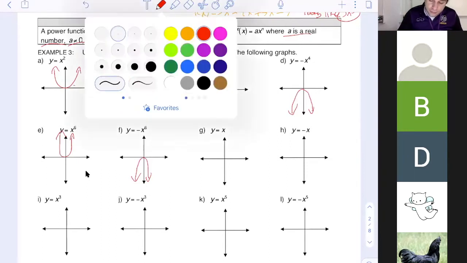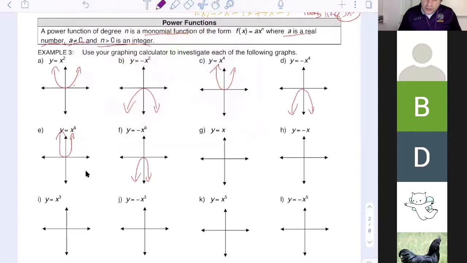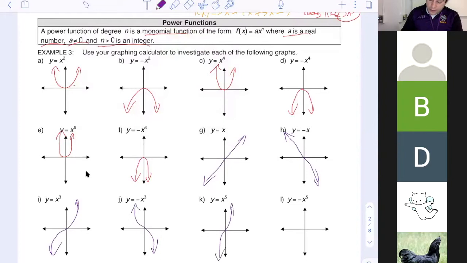Likewise, y equals x, that's the original mother function graph, probably the first graph we learned. Negative x, x cubed, negative x cubed, x to the 5th, negative x to the 5th.